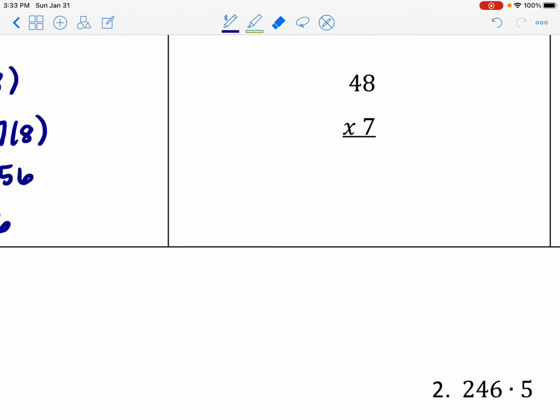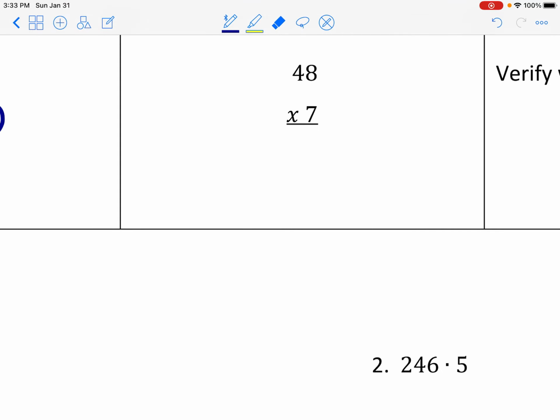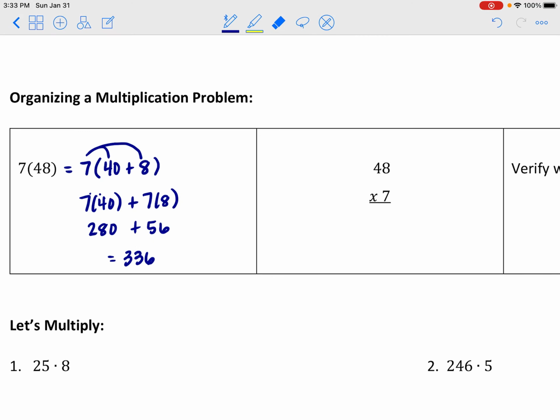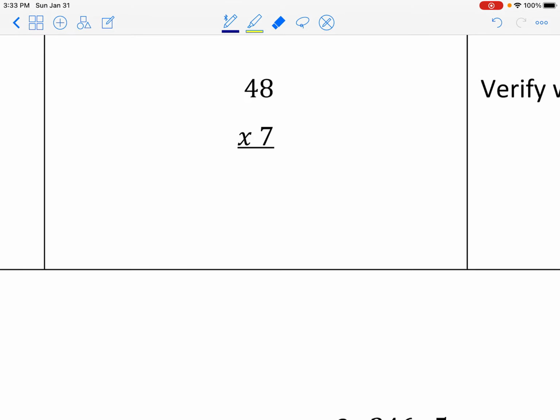The other way, which is probably a little more common, what you're probably more used to, is to work vertically instead of working horizontally like this. So working this way, we're going to multiply the 7 times the 8, which is 56. So we're going to keep the 6 in the ones place, and we're going to carry the 5 over.